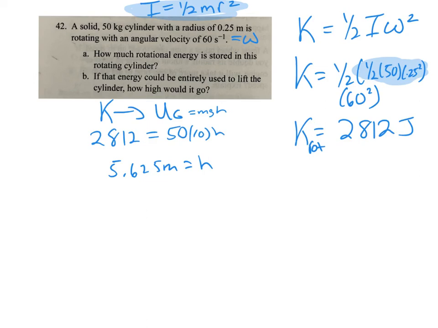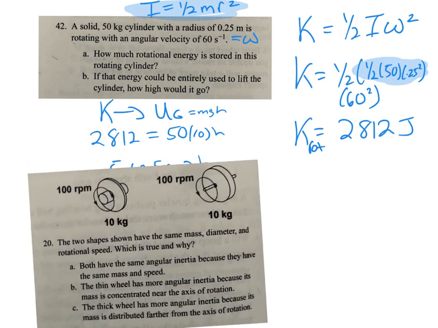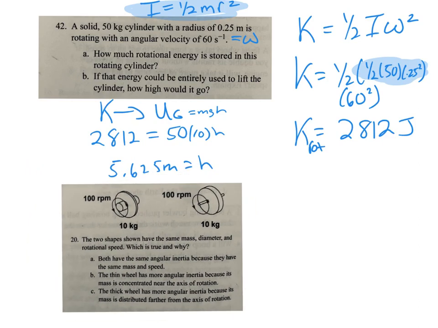All right, let's try this guy. On this one, we've got two shapes shown that have the same mass and the same diameter and rotational speed. Which is true and why? Do both have the same angular inertia because the speed is the same? Angular inertia, remember, is how hard it is to get it to stop.